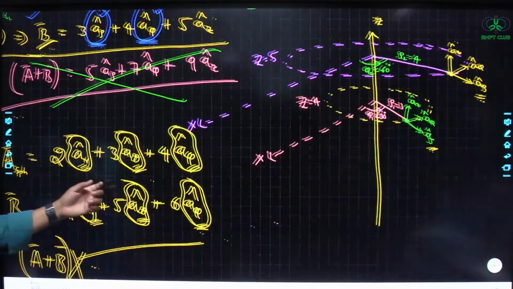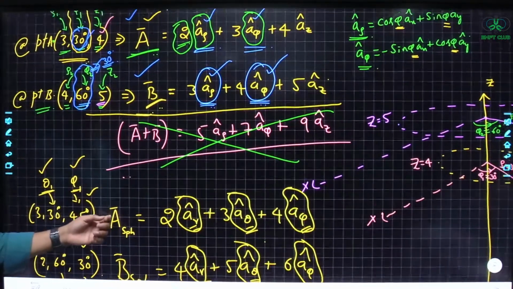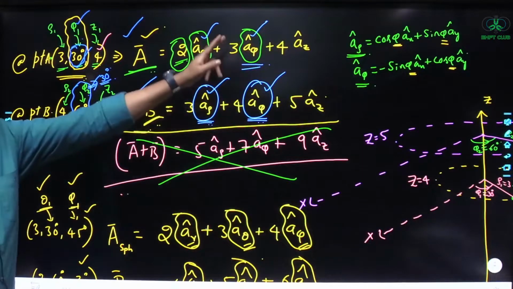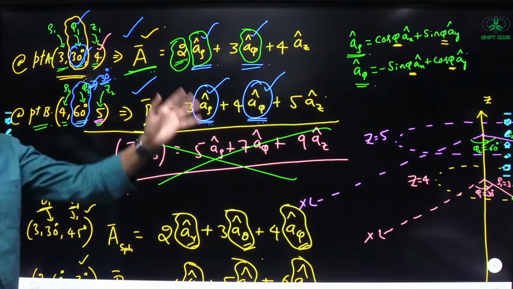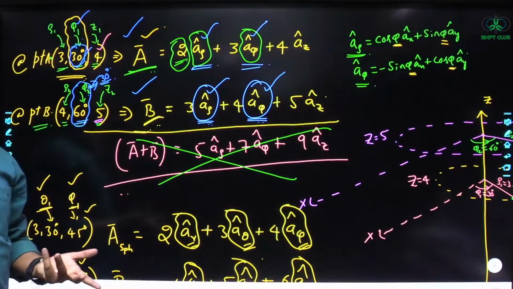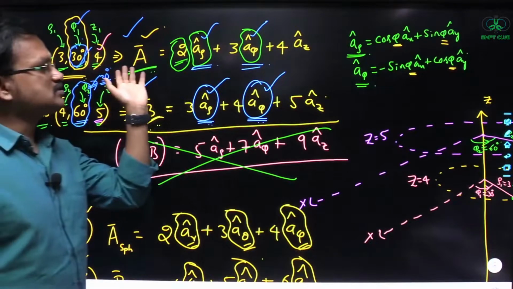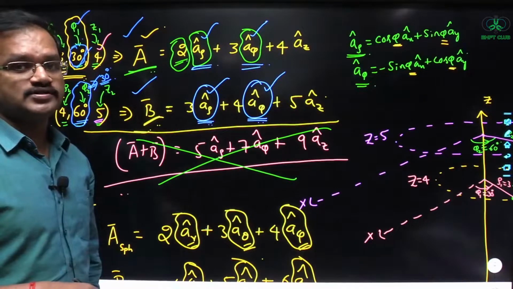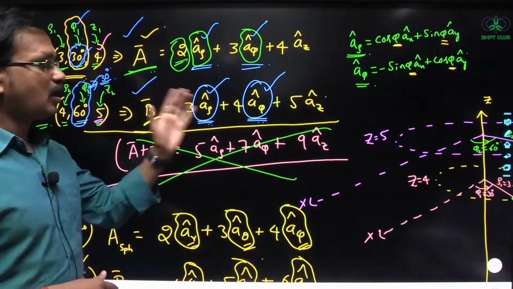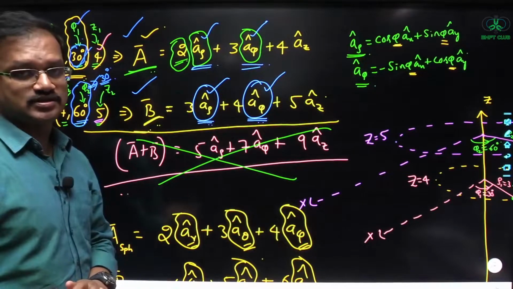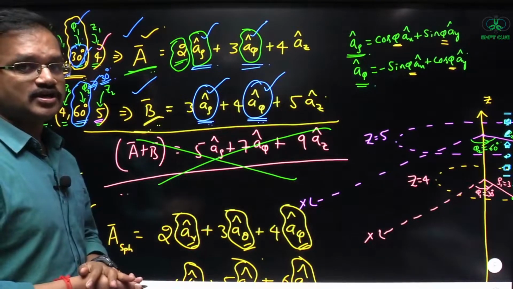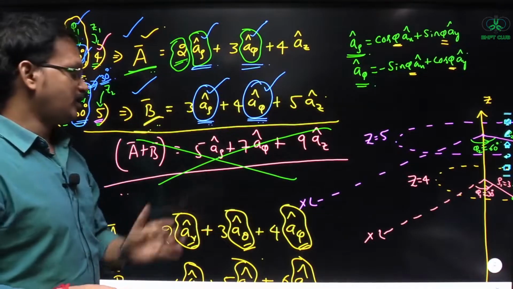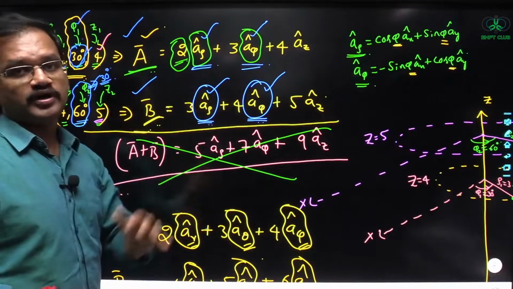So now how can we perform the addition operation in this case? The problem is both a rho cap directions are different, both a phi cap directions are different, so we cannot add them directly. So if you convert this vector a bar and this b bar into the rectangular coordinate system, then you are going to get x component, y component, z component here, and here also x component, y component and z component.